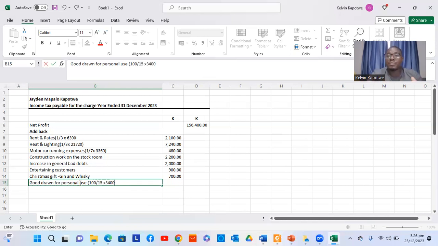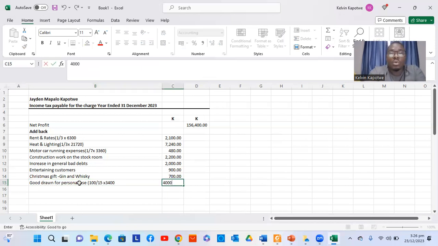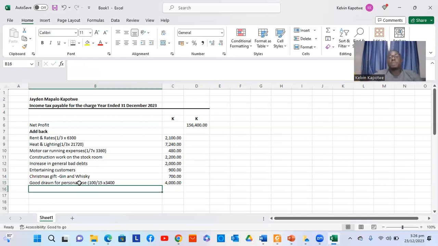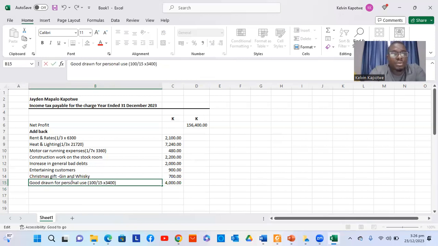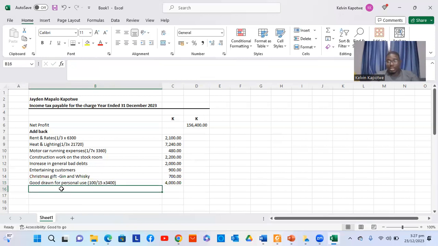So the cost is 3,400, and then 600 kwacha is the profit that Jaden makes on these goods. That is the 15% margin. So I'm going to record this at 4,000 kwacha. So I've added them back at market value, right? I've added them at market value. So it's 4,000. All right, let's go.